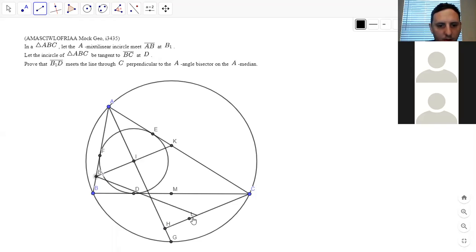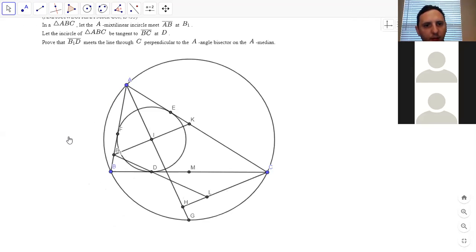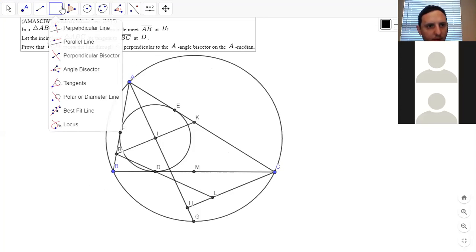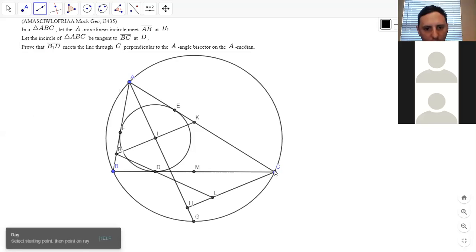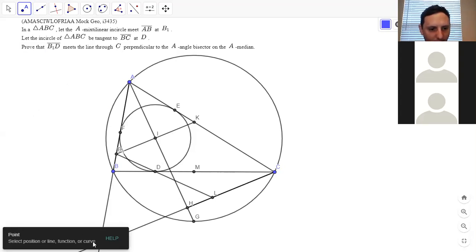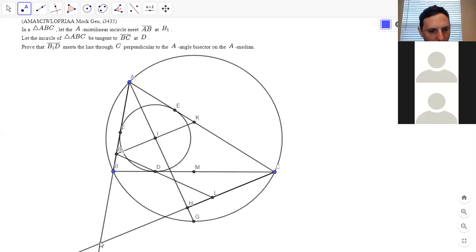B1D. All right. Intersect HC with AB. Okay. Let me see if that fits. Waiting for this to go away. There we go. Take the intersection point of AI with BC also. Okay. Just a second.